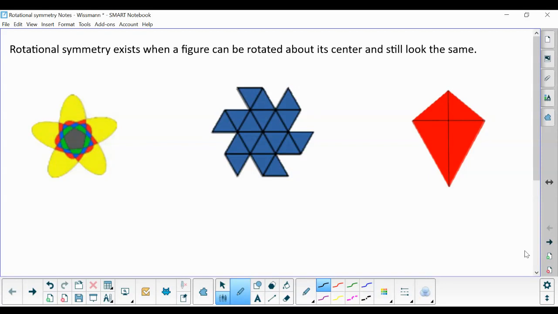So at the top of our screen we have our definition. Rotational symmetry exists when a figure can be rotated about its center and still look the same. So I've got three options here and we're just going to determine if they have rotational symmetry or not.